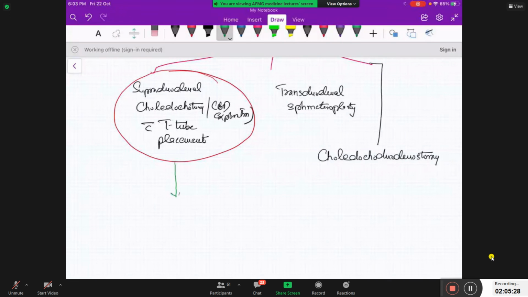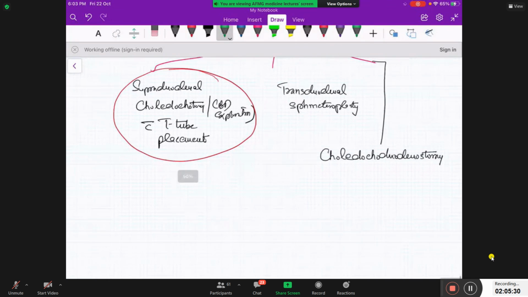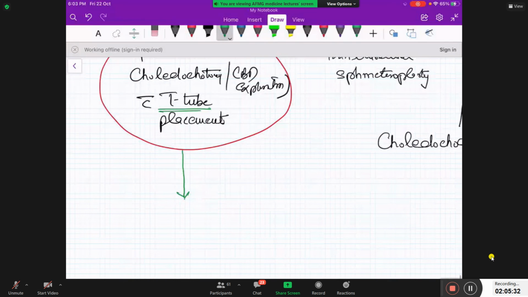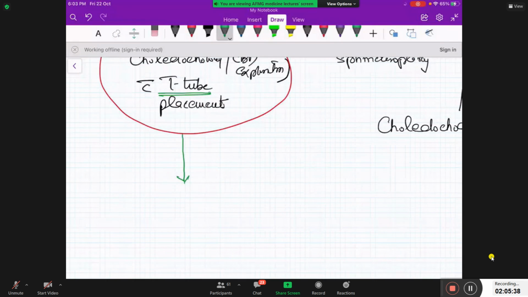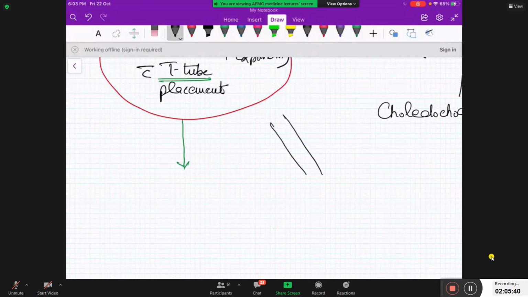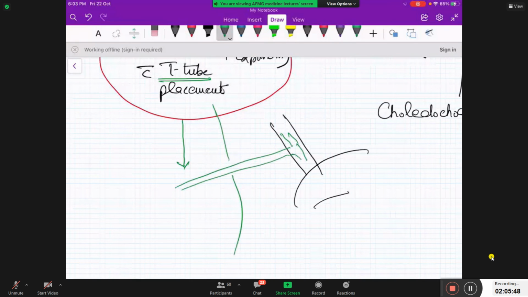After this surgery, we have placed a T-tube. We are supposed to put a tube in the CBD in the form of T. This is a CBD. And we will put a tube in the CBD like this, in the form of T, called T-tube, right?